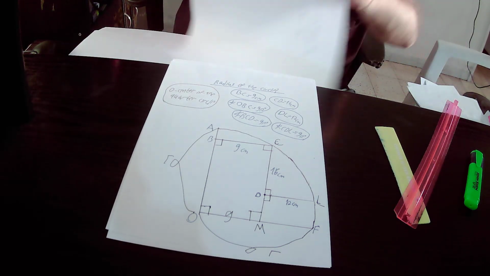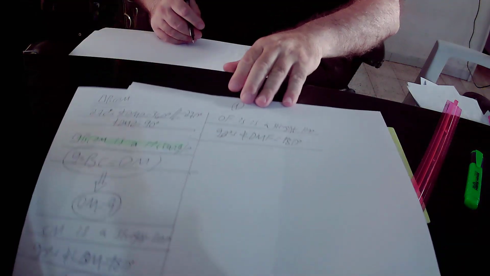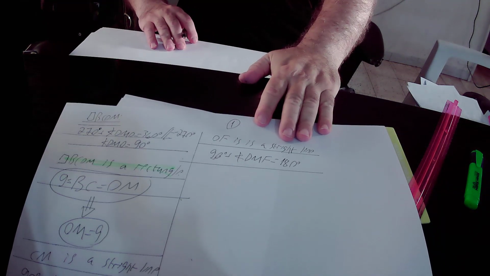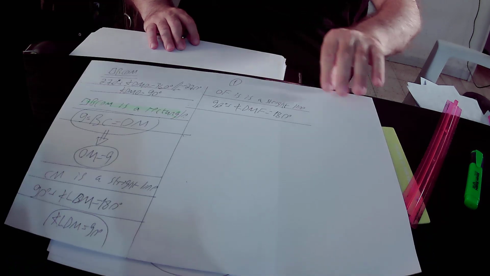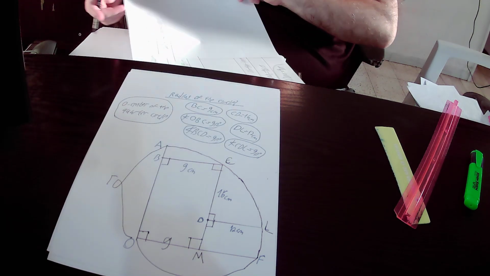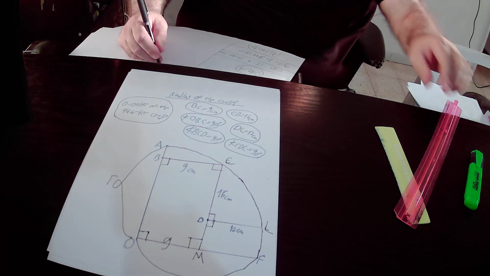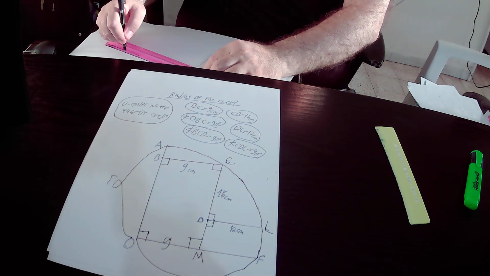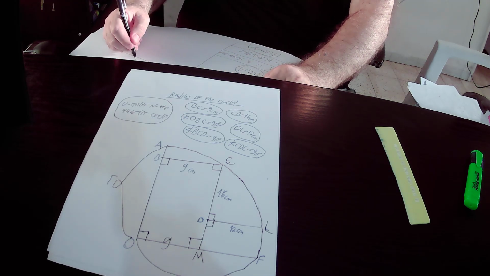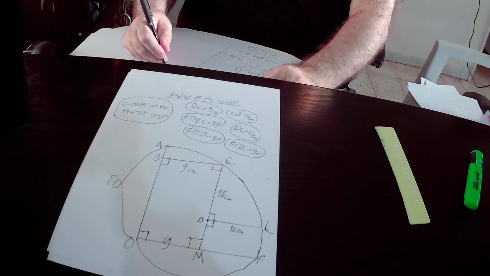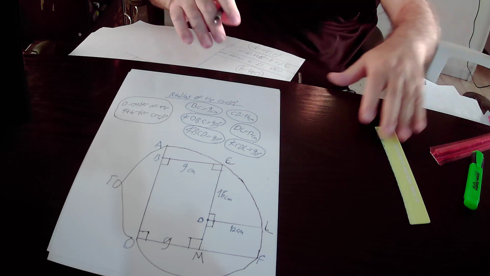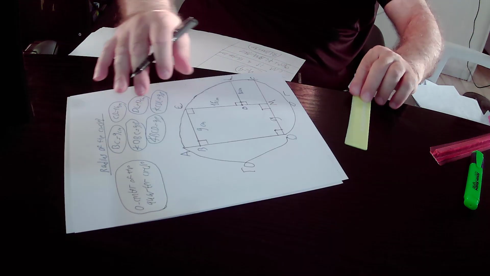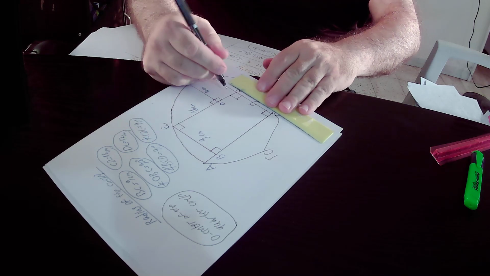Okay. So here 90 degrees plus angle DMF must be equal to 180 degrees. So here we subtract 90 degrees from this equation, and we get that the missing angle DMF is equal to 180 degrees minus 90 degrees, it is equal to 90 degrees. So here angle DMF equals 90 degrees, it is the right angle.